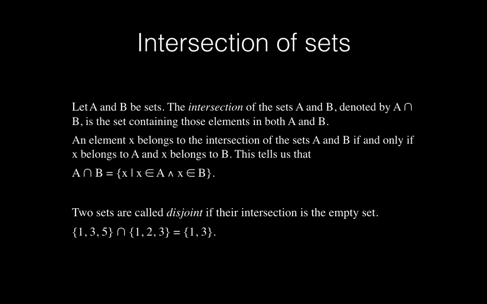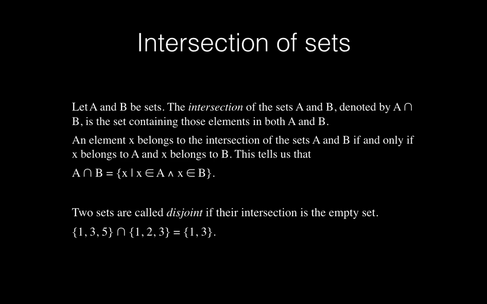So this tells us that A intersection B equals the set of X such that X belongs to A and X belongs to B. So X has got to be present in both the sets. That is how you obtain the intersection of sets.